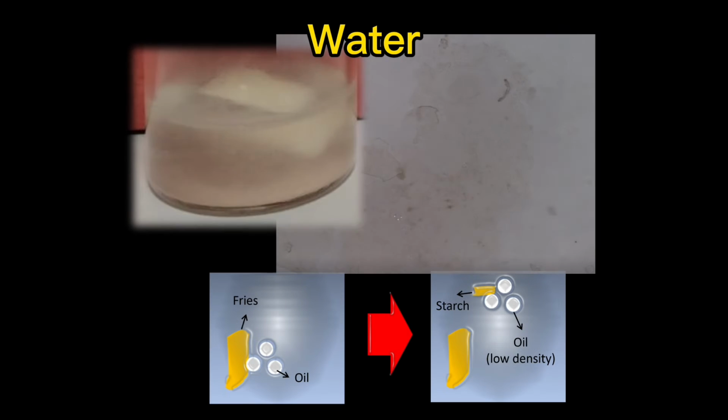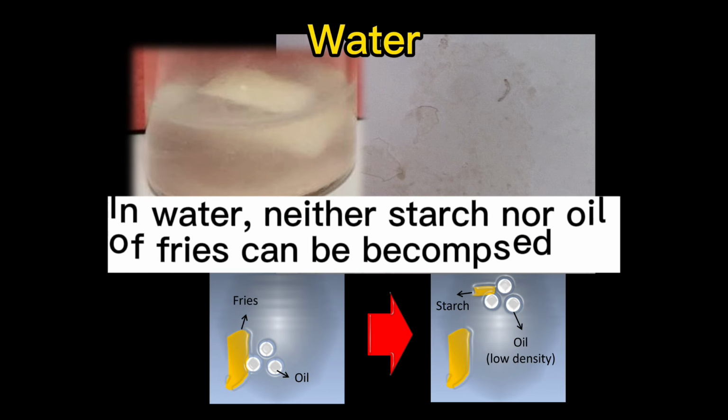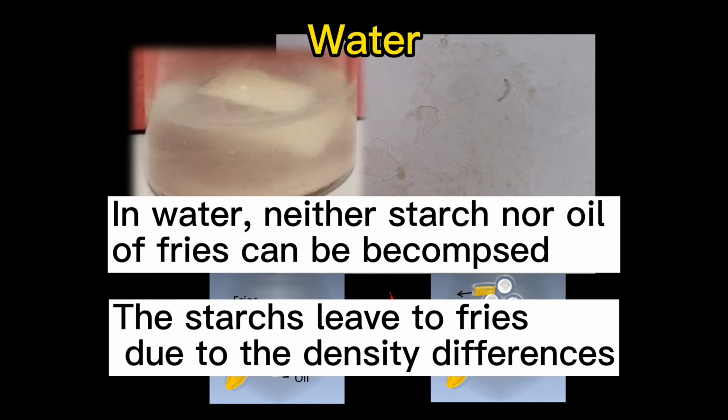Above all, we get the following conclusions. First, in water, neither starch nor oil of the fries can be decomposed, but the materials around the fries leave it due to the density differences between them and the surface tension of water. This is why the water becomes dirty.